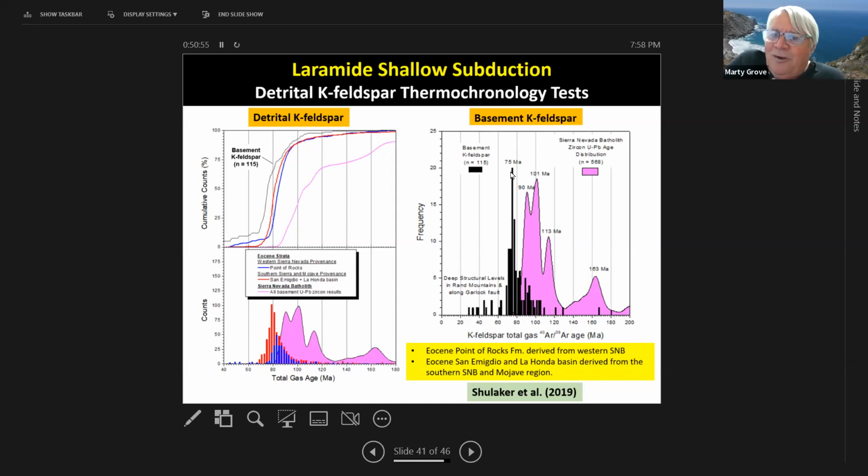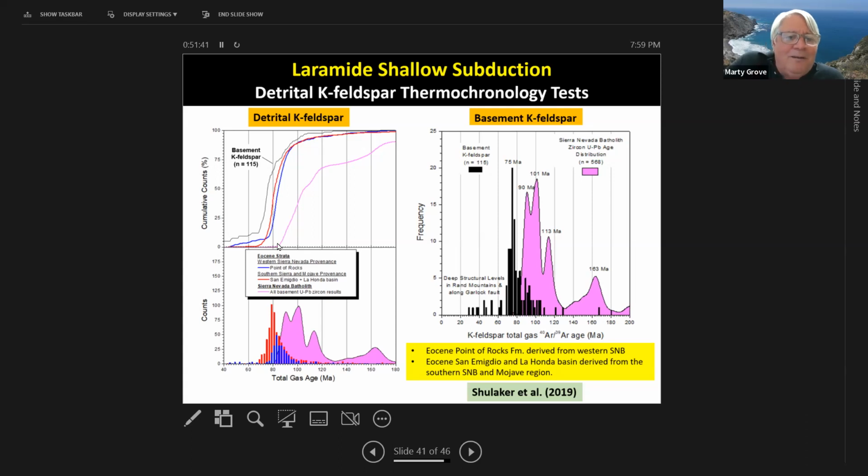but that makes sense, right? Because the basement is exposed today. It's the present day erosion surface. And these materials shown in red were derived from older erosion surfaces in the Sierra Nevada. So they should be somewhat older. And then shown here in blue are results from K-feldspars that are fed exclusively from the western face of the Sierra Nevada batholith. And so you can see they're just barely resolvable from the southern Sierra and western Mojave derived materials in the San Emigdio and in the Butano formation.